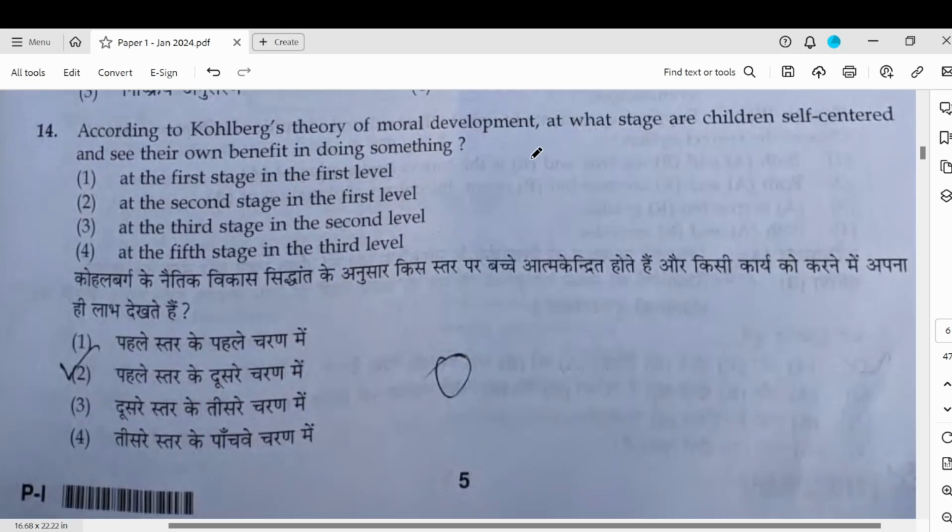14. According to Kohlberg's theory of moral development, at what stage are children self centered and see their own benefit? This is the tit for tat, commonly called the tit for tat. And this is at the second stage of the first level.